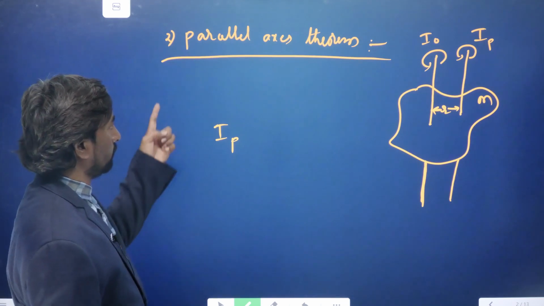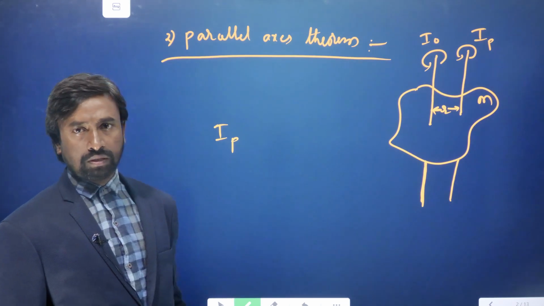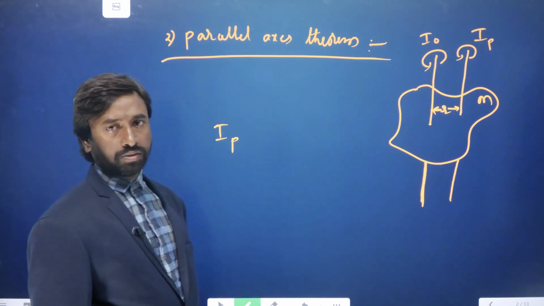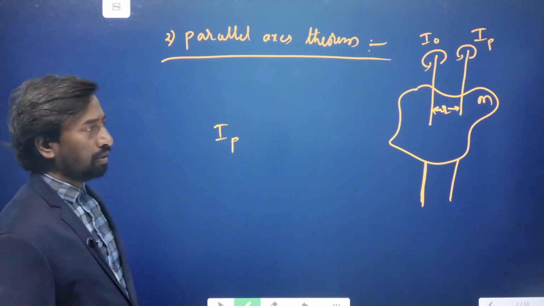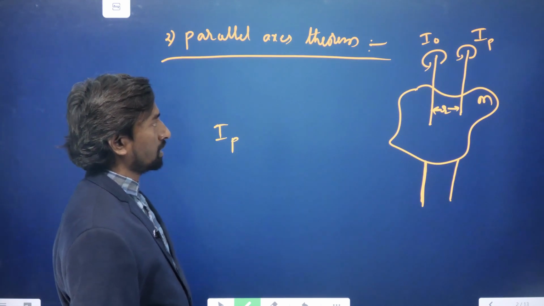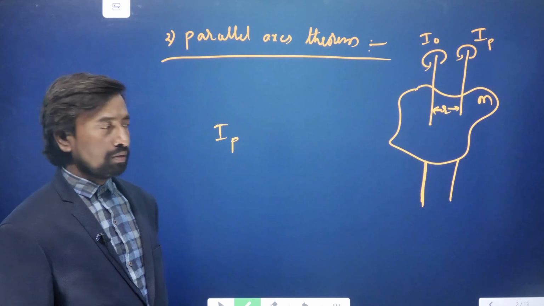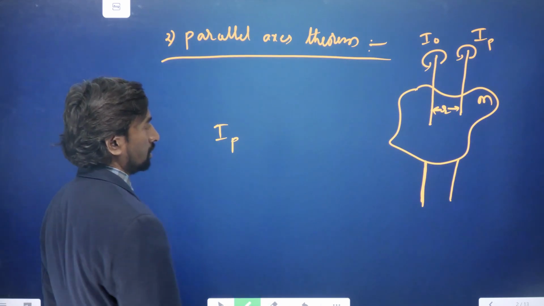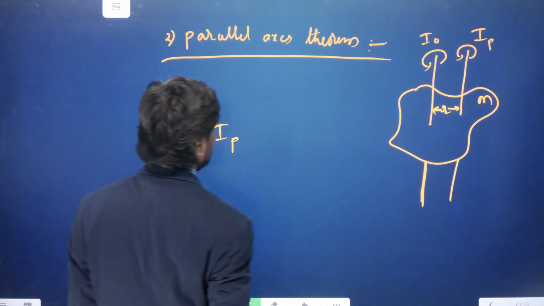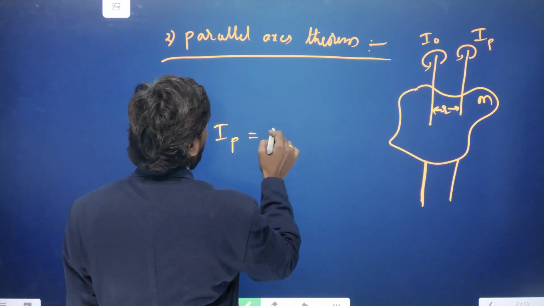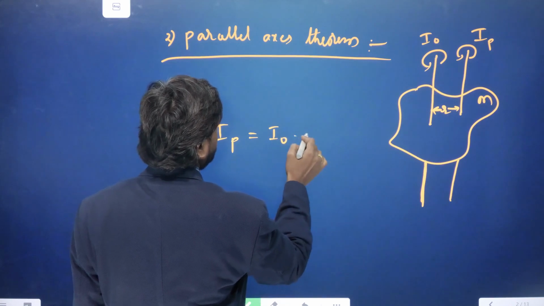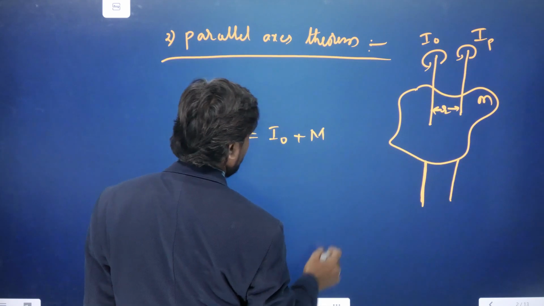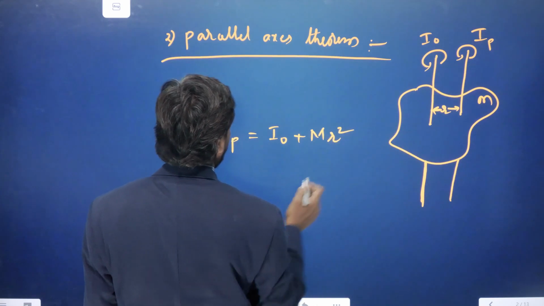The moment of inertia about any axis is equal to the sum of the moment of inertia passing through the center of mass and the product of the mass of the body and the square of the perpendicular distance between the axes. So now we can write this as I naught plus the product of mass and the square of the perpendicular distance, which we have considered as r. So r square we can write there.